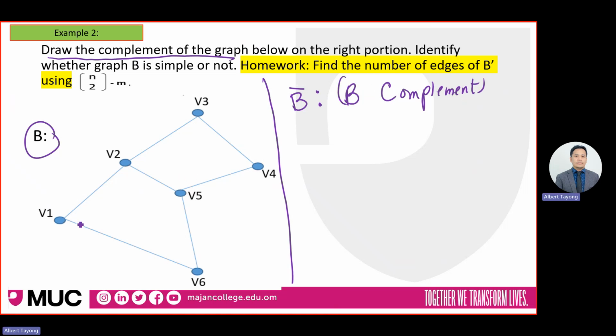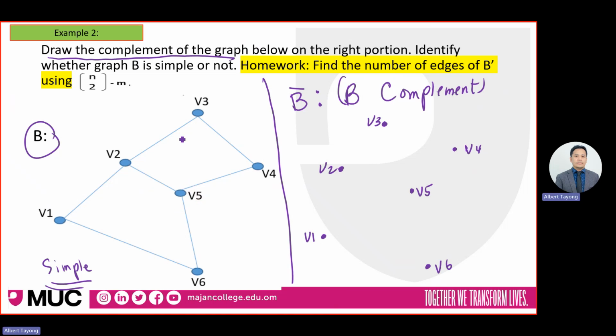So the first step is to label all the points. We have our V1 here, our V2 and V3. This is our V6 here, and V5, and this is our V4. Okay, so this is the first step always, to draw the complement of a simple graph. Of course, this graph is simple. Why? Because we don't have loops, we don't have multiple edges.